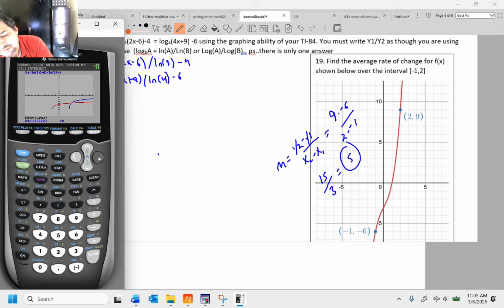I'm just going to press that right button until I see my cursor show up. And once she shows up, I'm going to press enter 3 whole times. Once, twice, thrice. There you go. It's 3.6834.